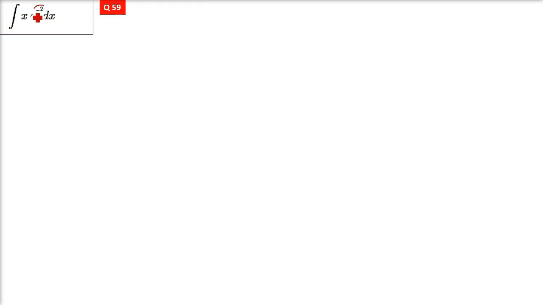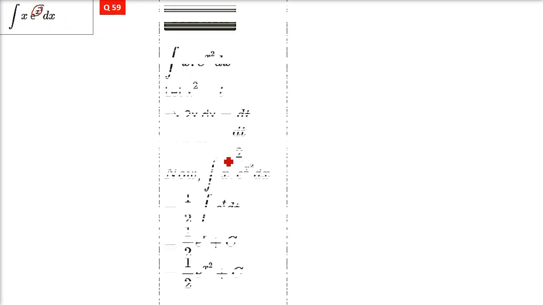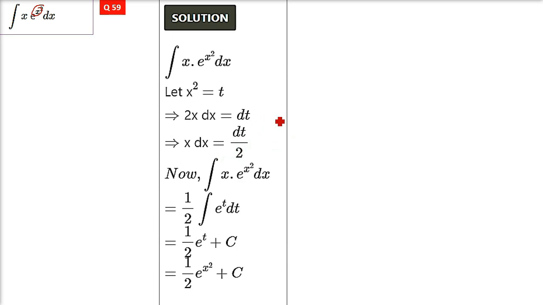This is a question being repeated. If you put x square as t, you will get 2x. So this is a question which I have already formally discussed. So just have a look at the solution or the reference.